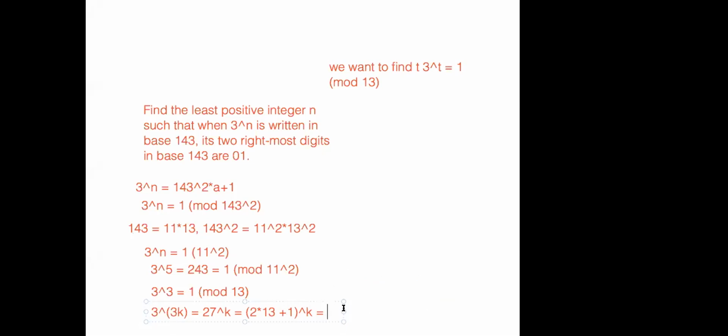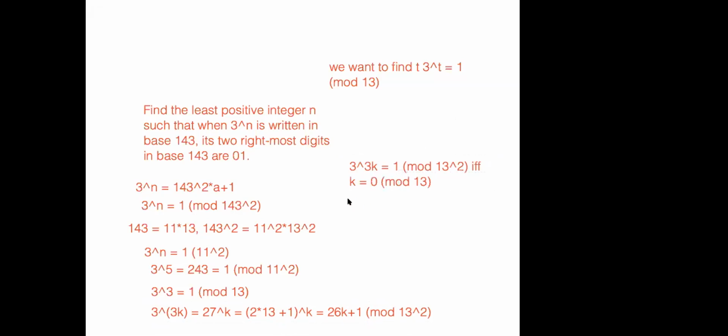And this is just equal to 26k plus 1 mod 13 squared. This last step, expanding 2 times 13 plus 1 to the kth power, is just because of the binomial theorem. If we expand it out, the last two terms are 26k plus 1, but all the other terms are divisible by 13 squared. So now we know that 3 to the 3k is congruent to 1 mod 13 squared if and only if k is congruent to 0 mod 13.